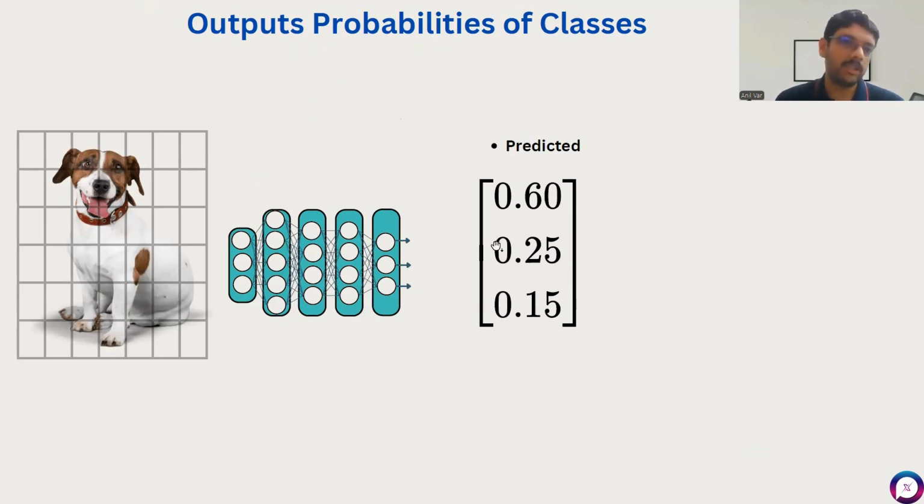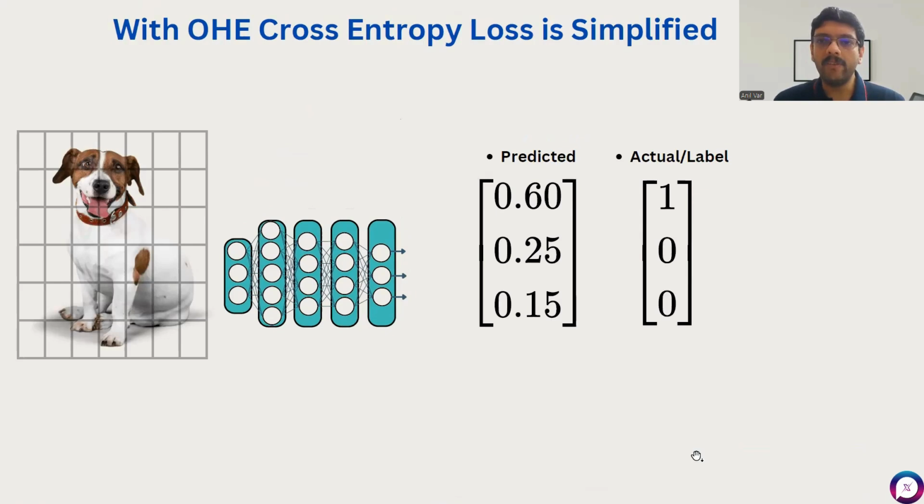So say it's a dog. Let's say our network says 0.6 it's a dog, 0.25 it's a cat, and 0.15 it's a rabbit, which you can think of as percentages: 60% dog, 25% cat, and 15% rabbit. Now if you have the one-hot encoding as the label, what is it telling you? It's telling you the actual answer is 100% dog, 0% cat, and 0% rabbit, because you know the answer to the question.